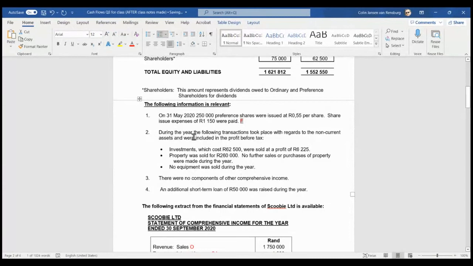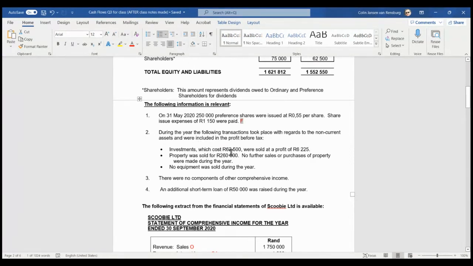Then, ladies and gentlemen, paragraph 2, they say during the year the following transactions took place with regards to the non-current assets. Well, that gives it away already. The fact that they say with regards to non-current assets tells us exactly what kind of activity this is going to be. But anyway, let's read through it in any case, and were included in the profit before tax.